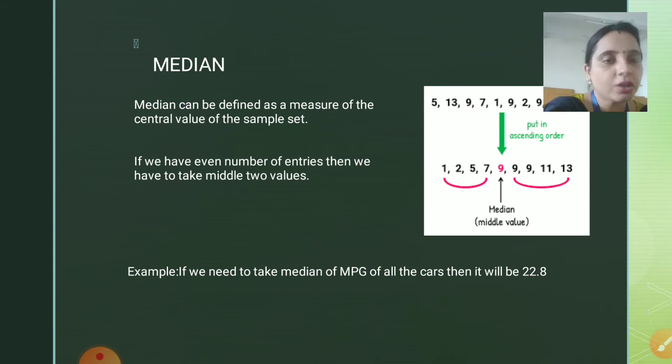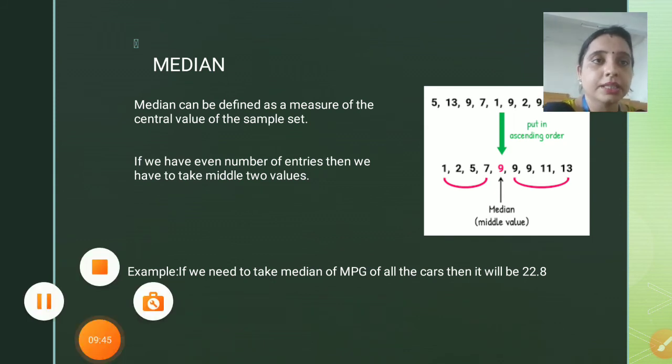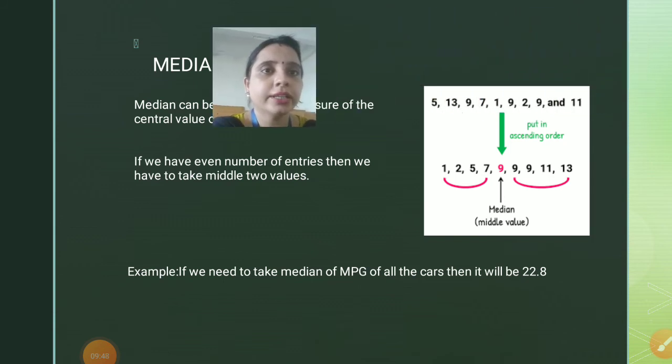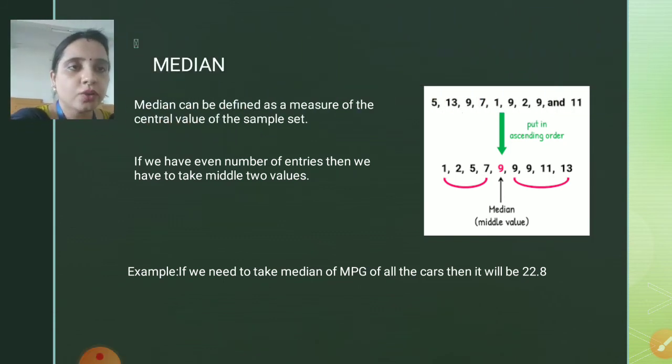Let's move ahead to our next topic, that is median. The median can be defined as a measure of the central value of the sample set. What does it mean by the central value of the sample set? Consider the following list. You will find 9 elements: 5, 13, 9, 7, 1, 9, 2, 9 and 11.